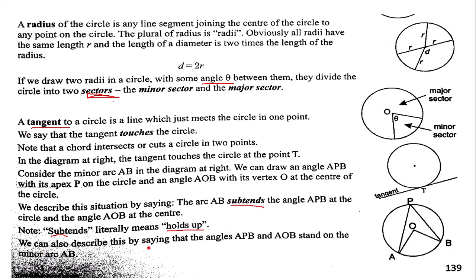And we can describe this by saying the angles APB, and angle AOB also, stand on the minor arc AB. They are above the arc AB, and the arc AB is under them, so the arc kind of holds up these two angles. All right, let's continue.